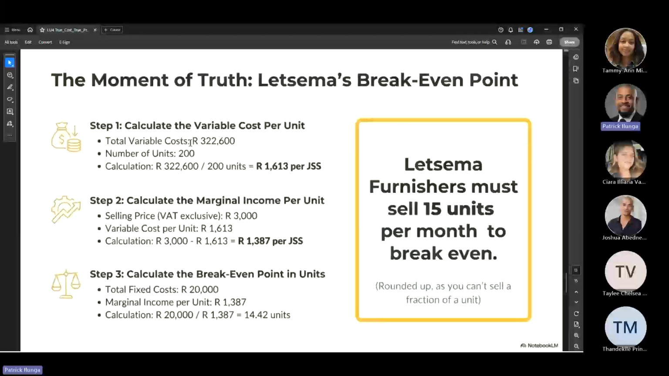You take the total variable cost, you divide by the number of units, you will get the variable cost per unit. That's the first part of how you calculate the variable cost per unit. Now we calculate the marginal income. That is step 2. Calculate the marginal income per unit. What do we do? Marginal income, what did we say we're going to do? We take the selling price minus what?